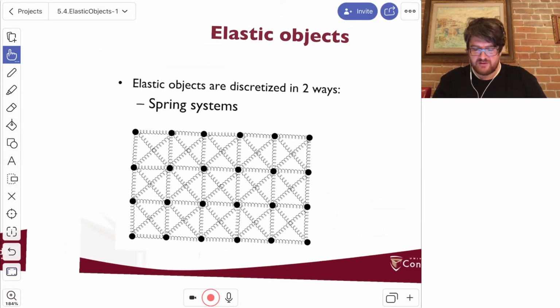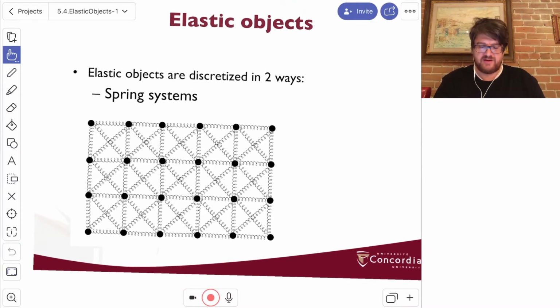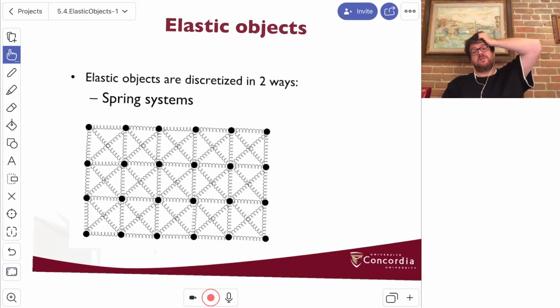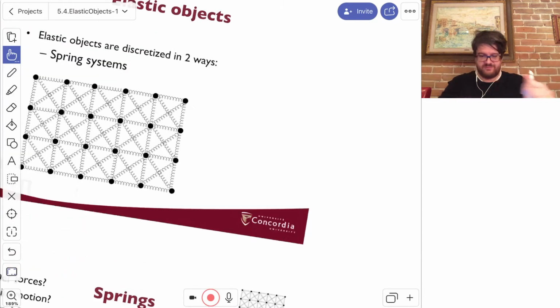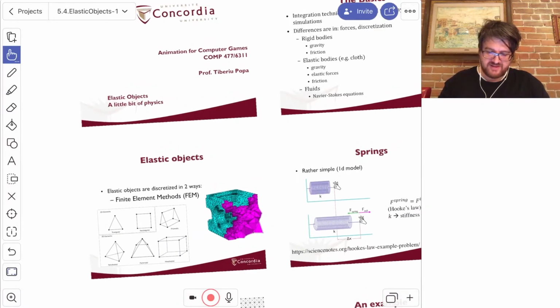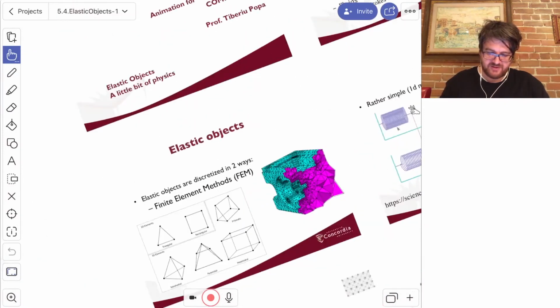So we're going to look at two types of discretization which typically are used in computer graphics and computer animation. One is a spring system. Essentially, the objects are modeled as a bunch of linear springs, and a lot of cloth simulation is done by that. And these spring systems are very simple in some sense. I mean, still you have to implement one for assignment 3, so it's not going to be trivial, but compared to the finite element method, which is on the other side, the second way to discretize elastic objects, it is much simpler.